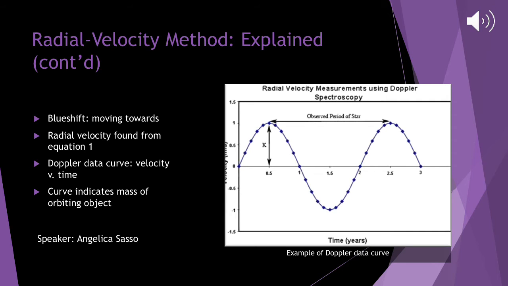To estimate the mass of an orbiting object, the Doppler data curve must be analyzed. This graph shows the star's velocity versus time. The bigger the difference in the star's velocity, the larger the object. If the object is less than 10 times the mass of Jupiter, it is most likely a planet. Anything larger, and chances are it is another star.